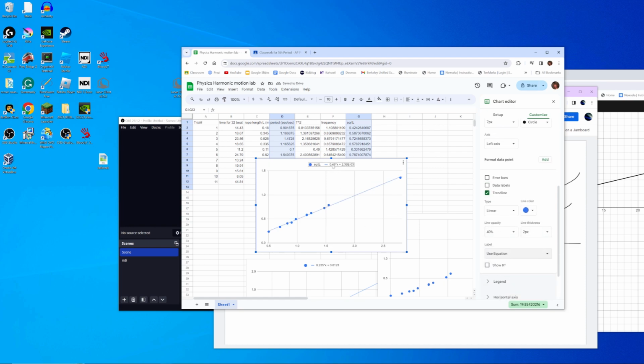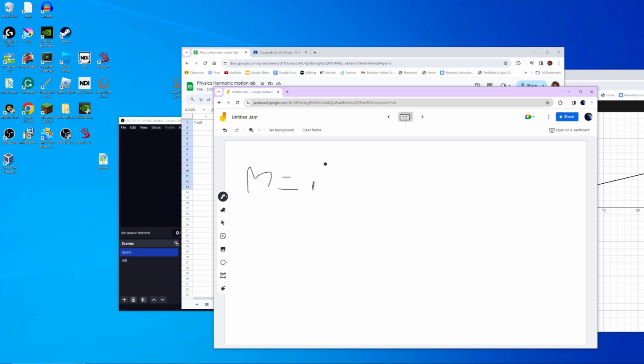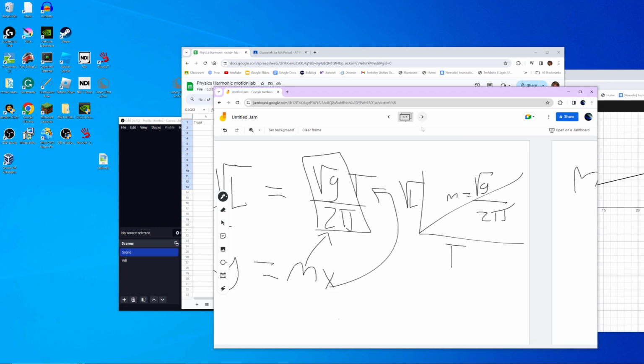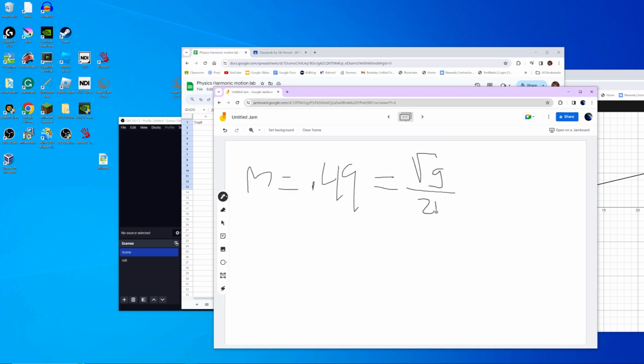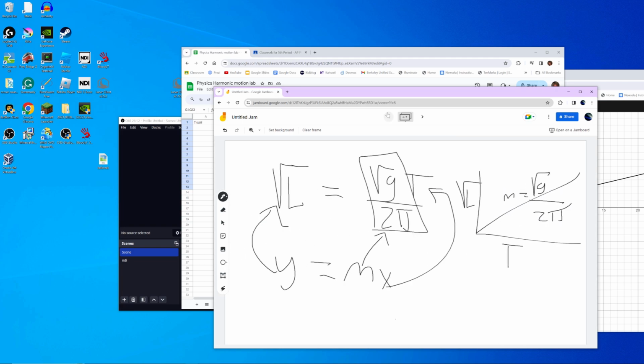So now we have a slope of 0.49. So m equals 0.49 and is also equal to root g over 2 pi. So now to solve for g, we're going to do 0.49 times 2 pi, square that, and then I'll just see if we get the same value just to check. So 0.49 times 2 times 3.14159 is 3.078 times 3.078. We get, ooh, slightly different value.